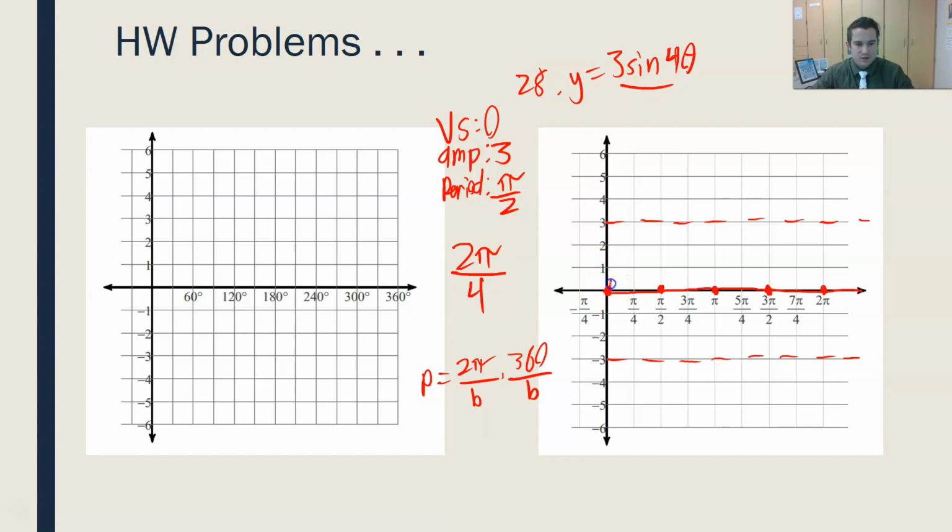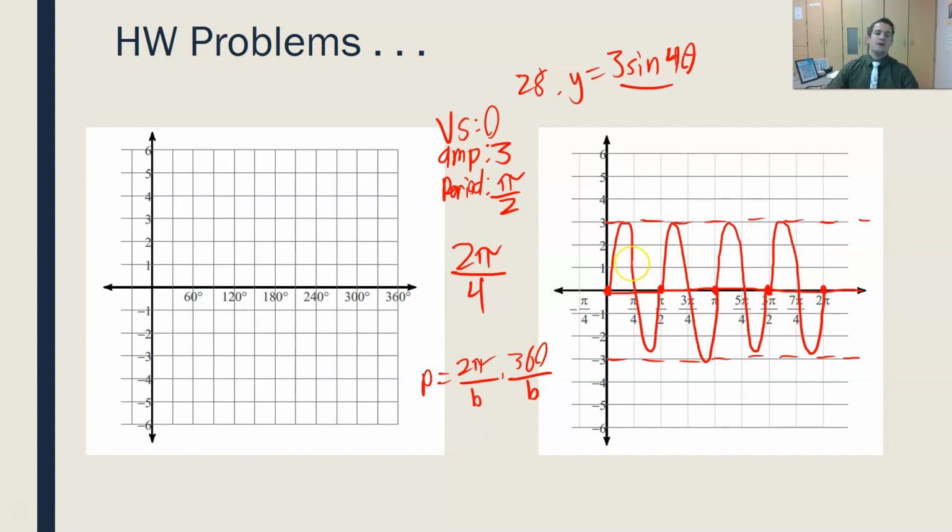So I'm going to go up, down, up, up, down, up. See how tall and skinny this is? Up, down, up. So I've gone through 1, 2, 3, 4 repetitions before I get to 2 pi, which makes sense because that number there is 4. So that would be my graph.